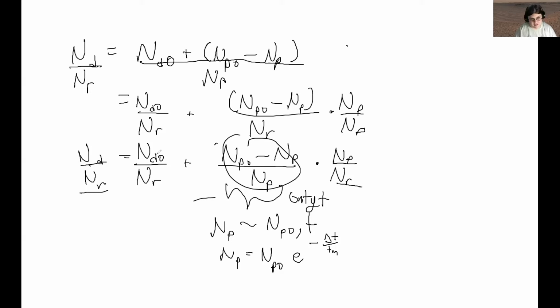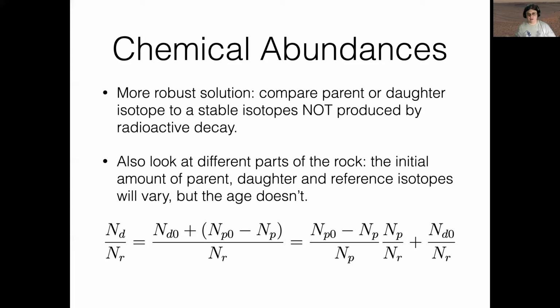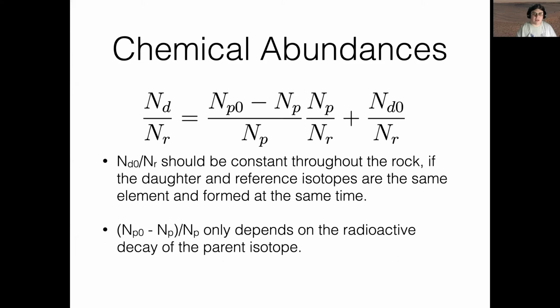We still don't know this. We don't know how much daughter nuclei we started with. So what we're going to do, if our daughter and our reference nuclei are the same isotope, then our assumption is that when the rock was melted, chemically those two isotopes are the same. So we're going to assume that the ratio is the same throughout the rock. When it was melted, we can mix it up. So that would mean that the ND0 over NR is a constant throughout the rock.